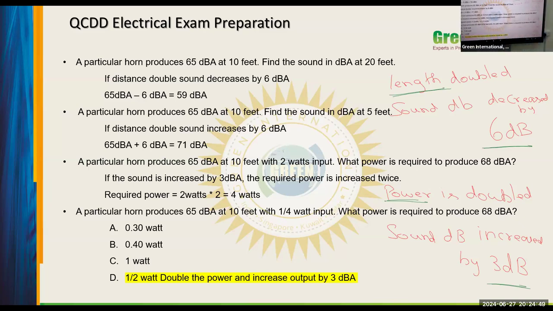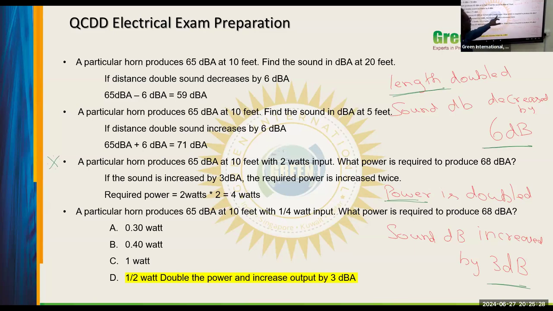So now we come to this question. Here we have a horn. 10 feet, I am standing here. So I hear 65 decibels. The horn has a 2 watt capacity, but I am not able to hear the sound. So I need to increase the sound level, because I am sitting in this place only. How do we increase the sound level? By increasing the power. So 65 is increased by 3 decibels.